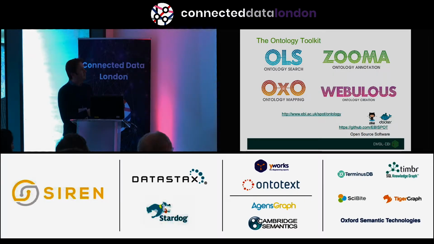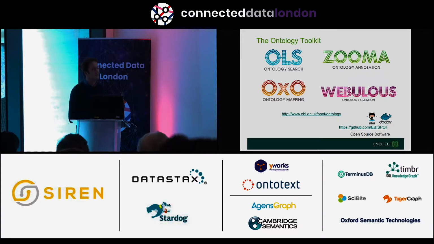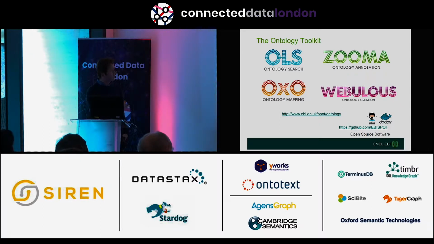So these are our 4 core tools that form our ontology toolkit. We have the Ontology Lookup Service, which is a search engine for ontologies. We have our Zooma system, which is for data annotation. We have OXO, which is an ontology mapping service. And we have Webulous, which is a tool for creating ontologies from spreadsheets.